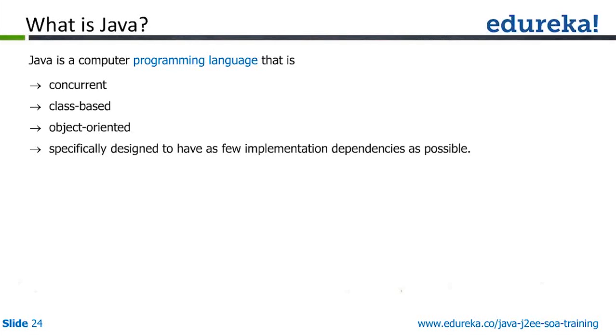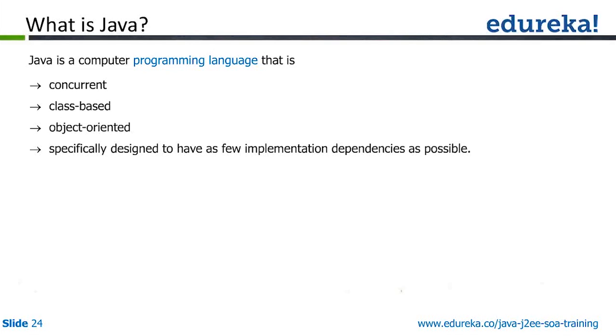It is class-based. So we'll cover this in more detail in the third or fourth module. But yes, in Java, everything is based on classes. It's object-oriented. This is as opposed to being a procedural language.